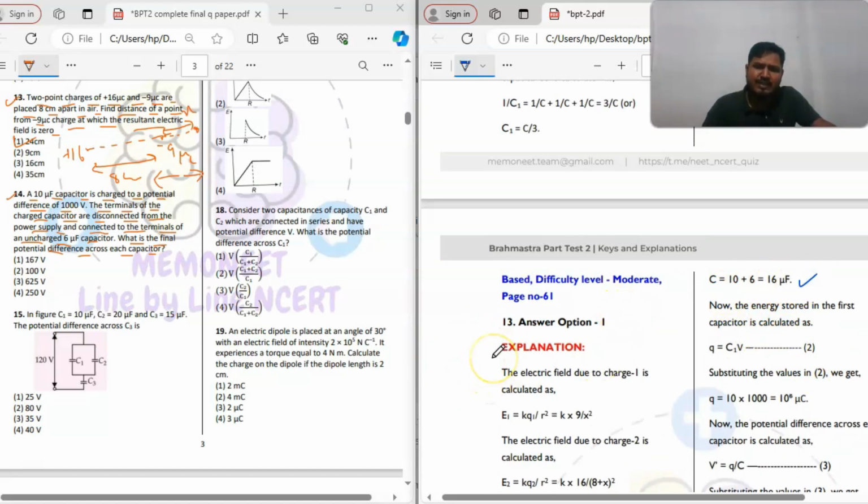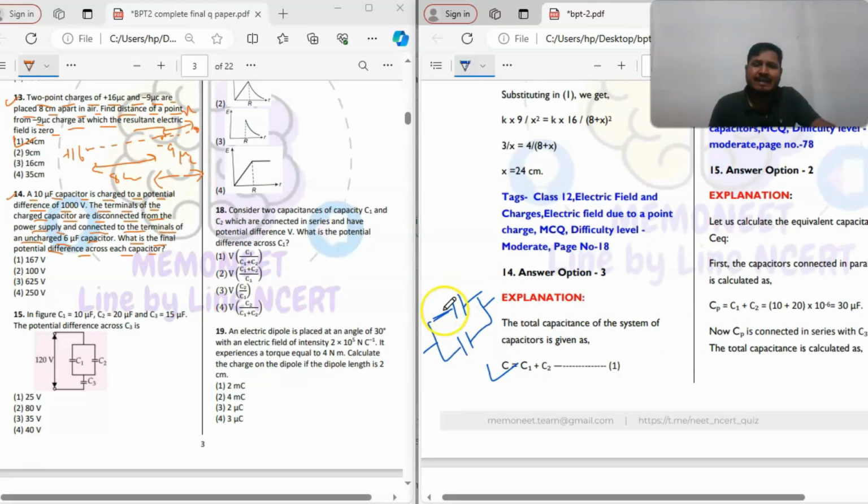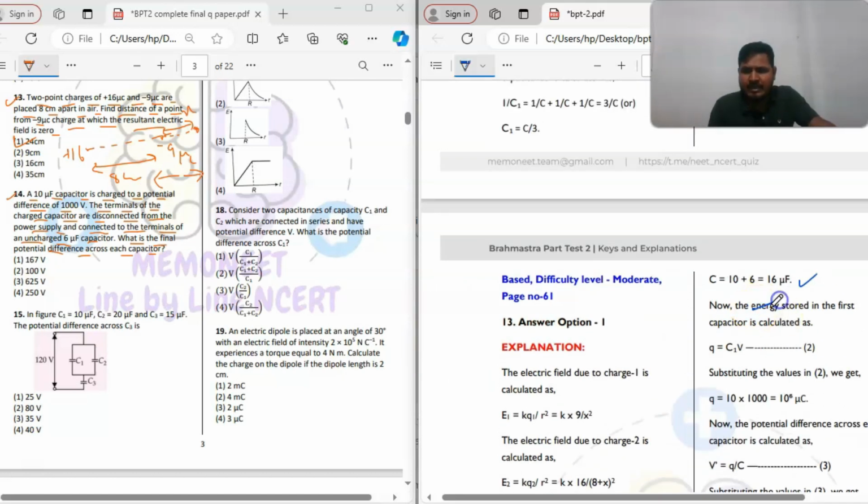One more thing is that when they are connected in parallel, there will be transfer of charges from high potential to low potential, till the potential will be the same. Now we would like to find the charge on each capacitor. The charge stored in the first capacitor is Q is equal to C1 into V, in the first capacitance.